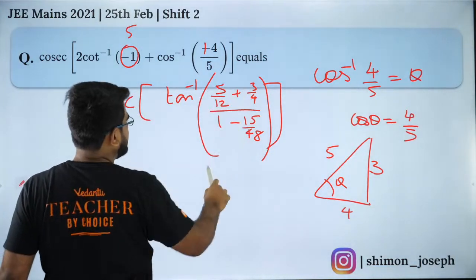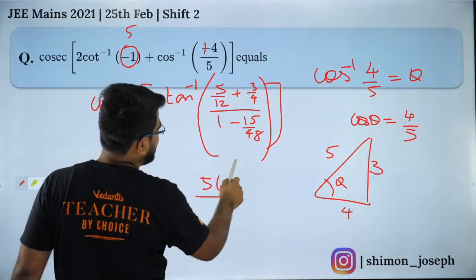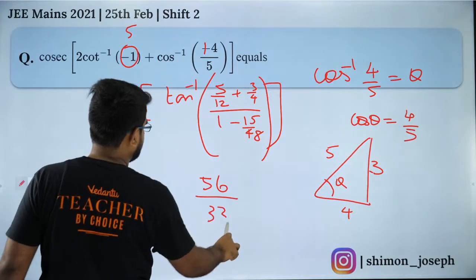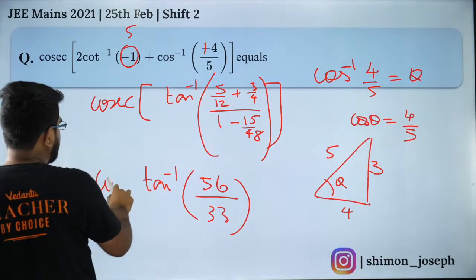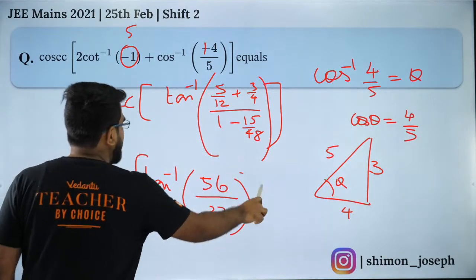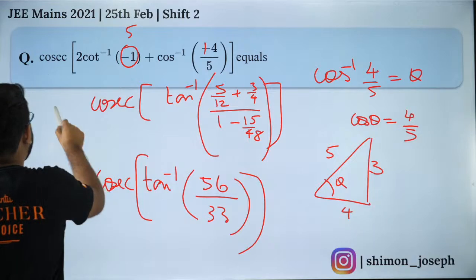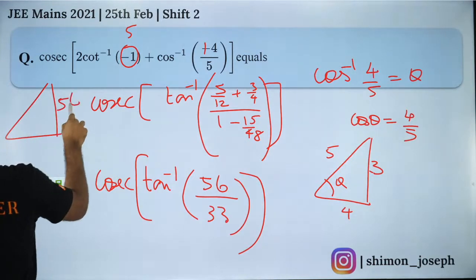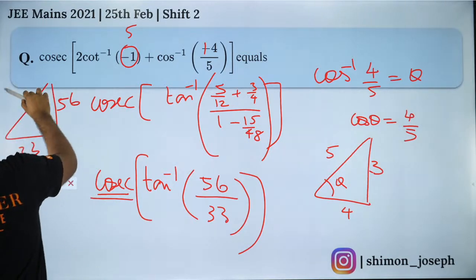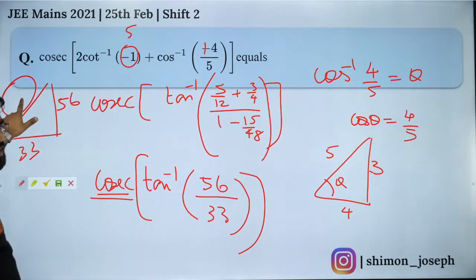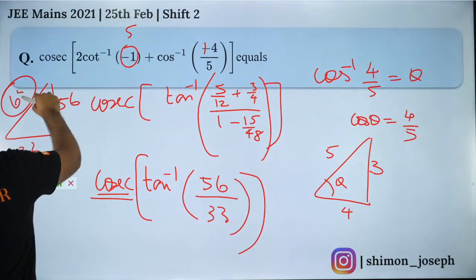So it will be 20 plus 36, 56. 56 by 33. So it is cosecant of tan inverse of 56 by 33. So I need to express it as cosecant inverse. So I have 56 and 33. Guys, can you get me what is cosecant theta? What will be this value? Is it 65? Can you please confirm it?